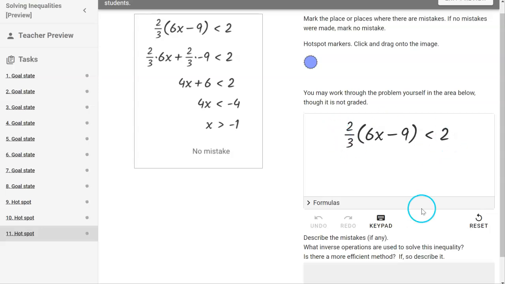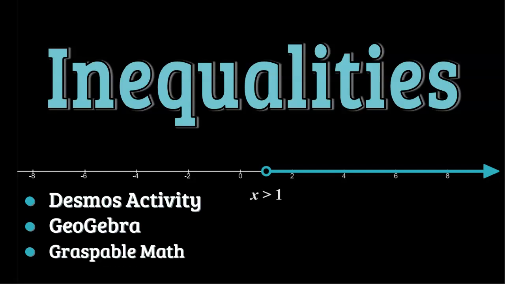So I've given them one to play with here. I encourage you to encourage them to try this another way and then talk about it as a class. So that concludes our inequalities lesson.